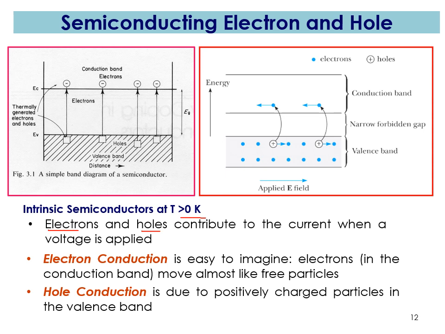So we can see in this figure the electrons from the valence band will be excited into the conduction band, so they will conduct electricity and leave a hole in the valence band. Simultaneously, the hole will also move this way, while the electron moves in this direction. Hole conduction is due to positively charged particles in the valence band.